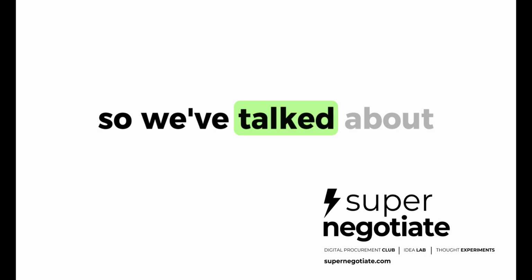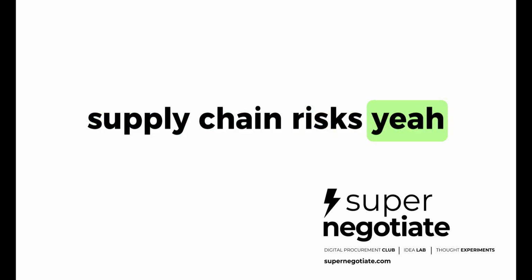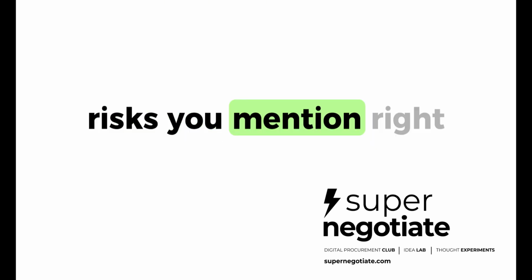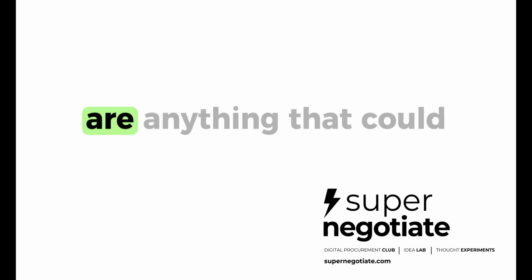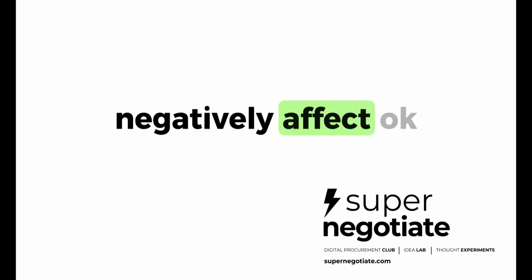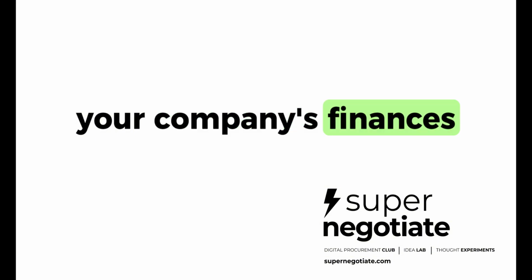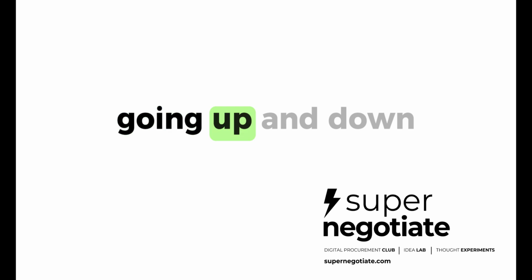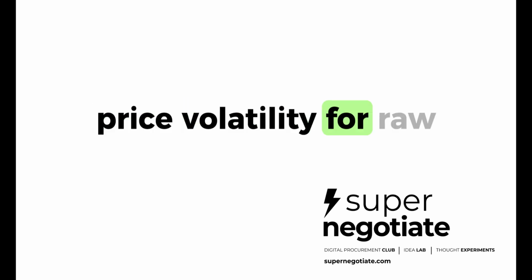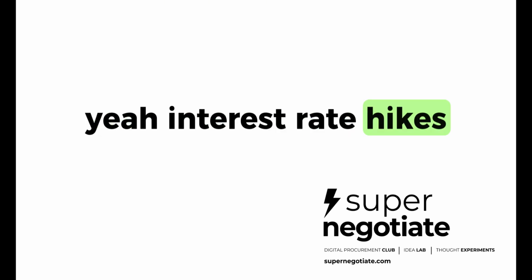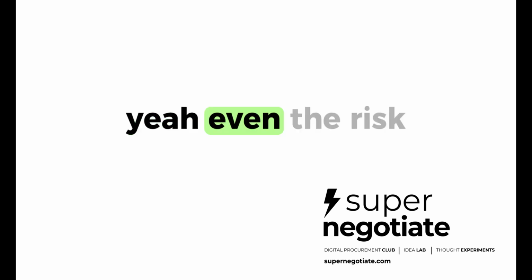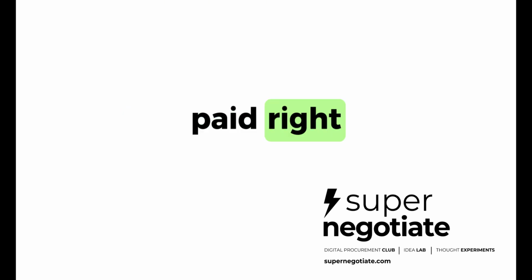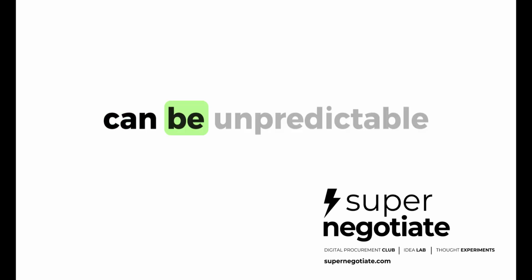Okay. So we've talked about supply chain risks. What about those financial risks you mentioned? Right. Financial risks are anything that could negatively affect your company's finances. So things that hurt the bottom line. Exactly. Things like currency going up and down, price volatility for raw materials, interest rate hikes that mess with your financing, even the risk of suppliers not paying you or going bankrupt. But the global economy can be unpredictable.